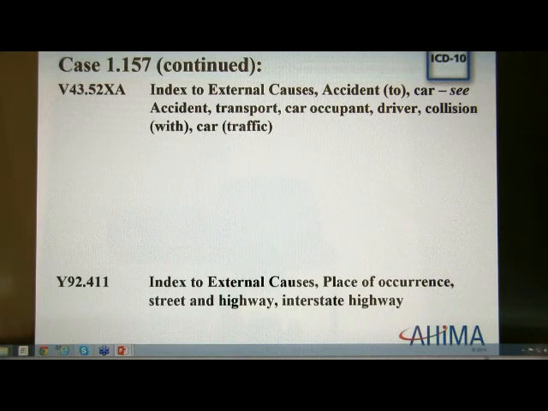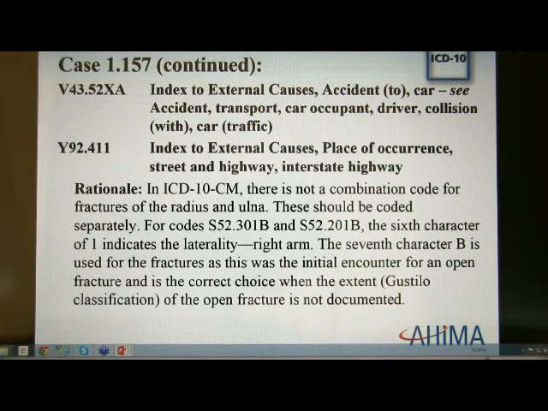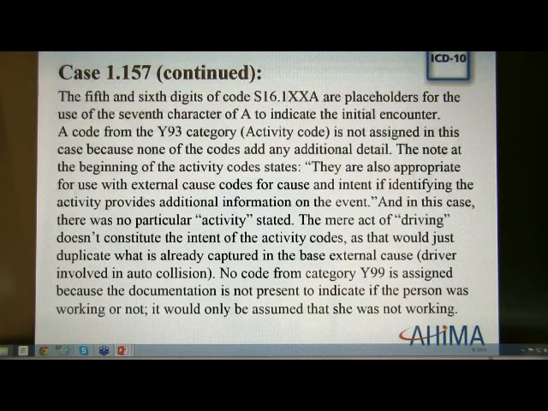Sixth character 1 indicates the laterality of that right arm, and the seventh character B was used for the initial encounter for an open fracture. And since the Gustilo classification was not listed, we're instructed to use seventh character B. You'll notice that we had quite a few placeholder X's throughout those codes in order to get those seventh characters in the correct spot.